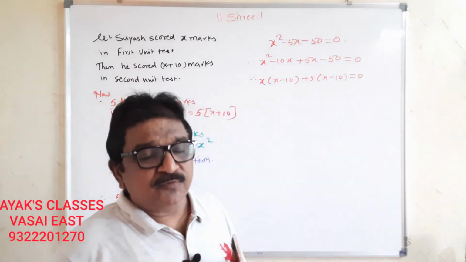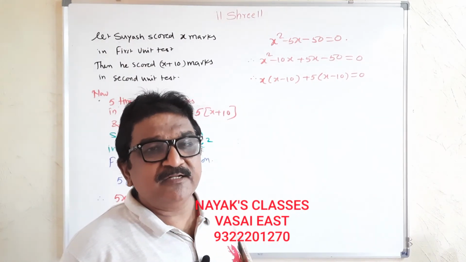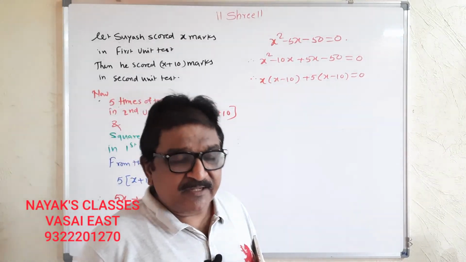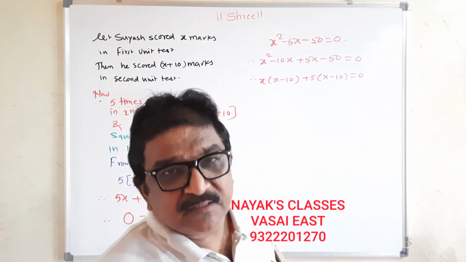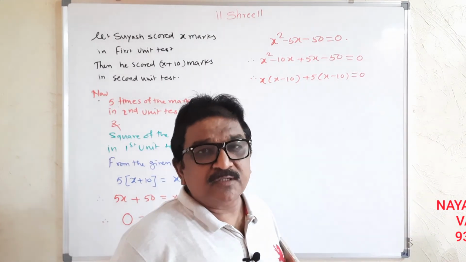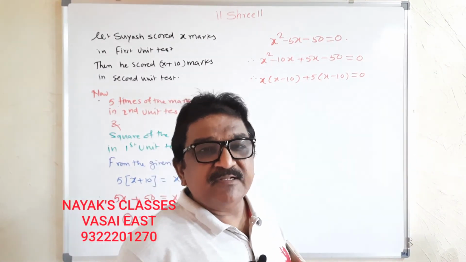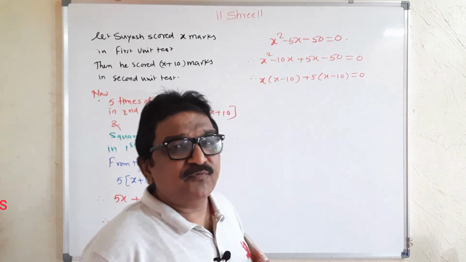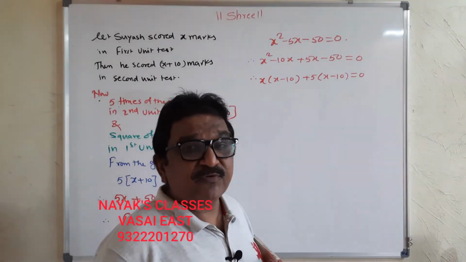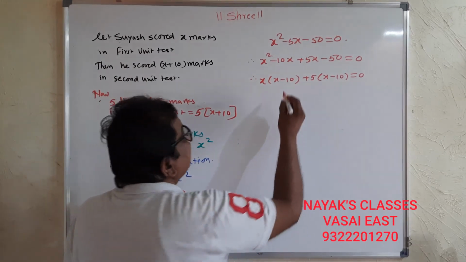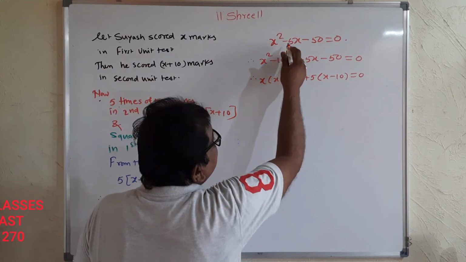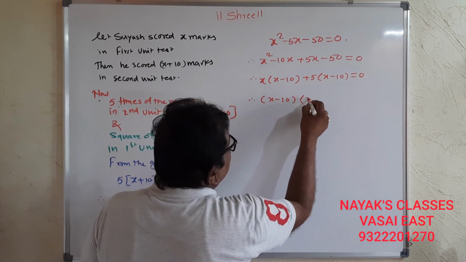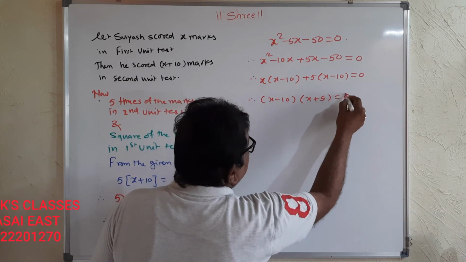To bring this mastery of taking out common and splitting the middle term, you have to practice a lot of examples of such type. Plus, you must have the tables in stock. The tables are very important in splitting the middle term. Which sign should be there for the greater number, which sign should be there for the smaller number. We needed minus 5, so I have taken the greater number as minus. So therefore, x minus 10 and x plus 5 is equal to 0.